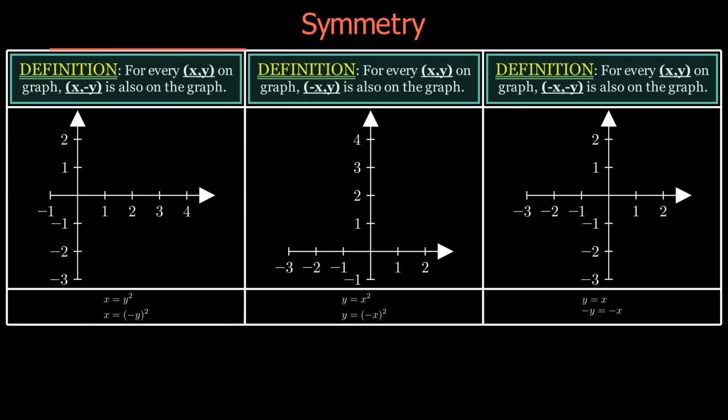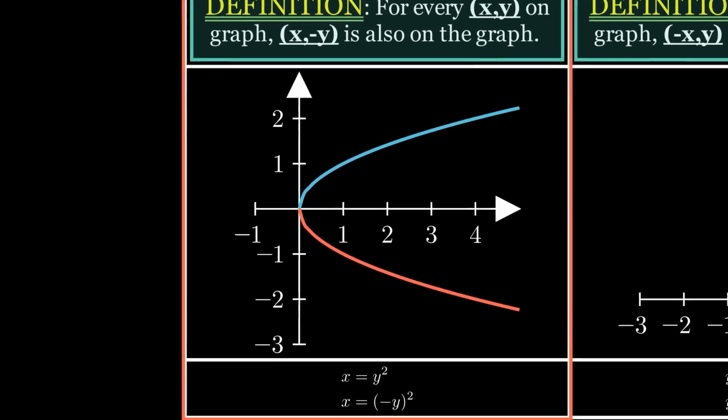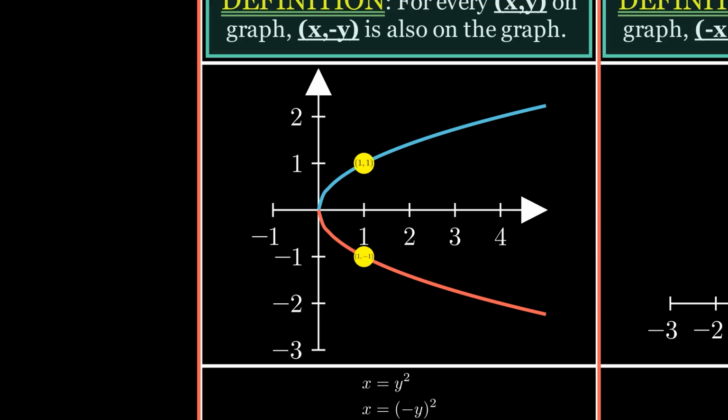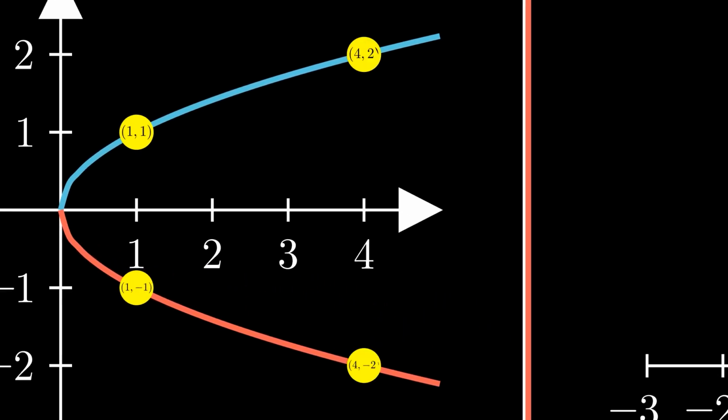Let's start with symmetry with respect to the x-axis. A graph is symmetric with respect to the x-axis if, for every point (x, y) on the graph, the point (x, negative y) is also on the graph. For example, on the graph of the equation, points (1, 1) and (1, negative 1) are symmetric with respect to the x-axis. Similarly, the points (4, 2) and (4, negative 2) are symmetric with respect to the x-axis.